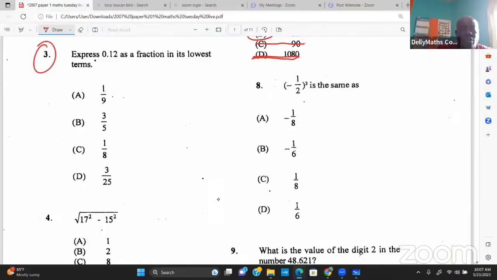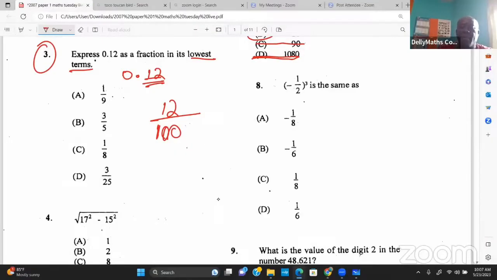Looking at this one. Question 3 says, express 0.12 as a fraction in its lowest term. So this is a number with 2 places of decimal. We can rewrite this as 12 over, and the number of digits behind the point will tell what type of number we're dealing with, right? So as you could see, it's going to be over 100. Why? Because these 2 places of decimal, they're referring to the 100th place. So we're going to have to put it over 100.